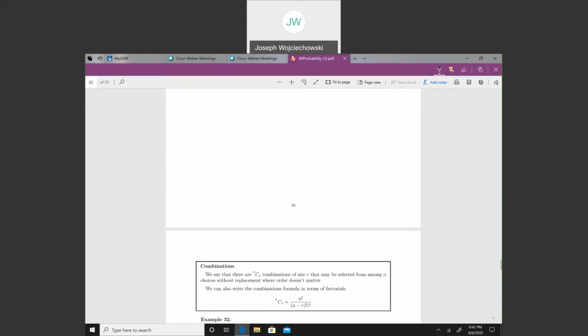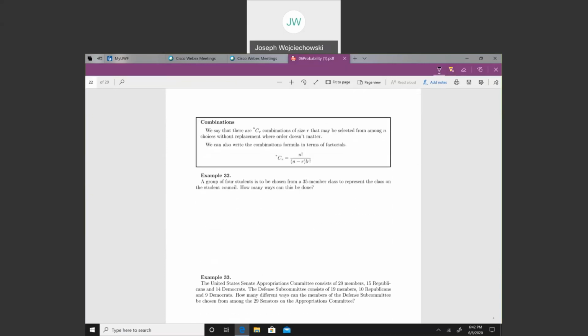So this brings us to combinations. Again, there is a typo here: nCr, a combination of size r that may be selected from among n choices without replacement, where order does not matter. We can also write this combination formula in terms of factorials: nCr is n factorial over n minus r factorial times r factorial. So the only thing that's different is that order doesn't matter.